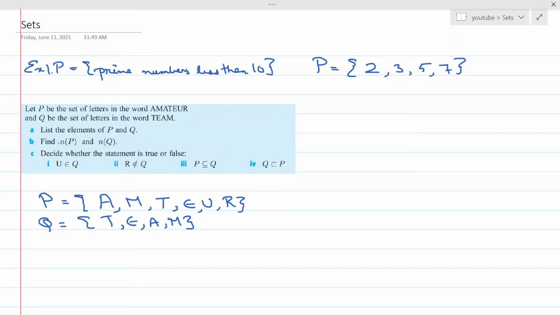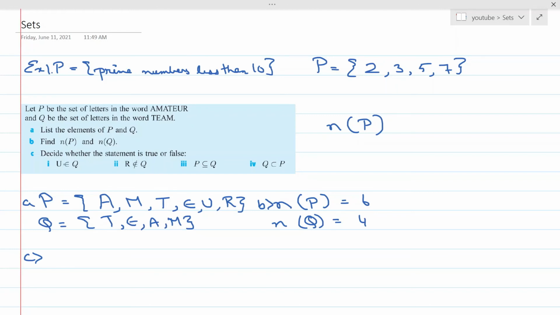Now, the next part of the question is find n(P) and n(Q). So what does this denote? So this denotes the number of elements in the set P and the number of elements in set Q. So in our set P, we have 1, 2, 3, 4, 5, 6. So we have 6 elements. So n(P) is going to be equal to 6. And the number of elements in set Q is 4, right? So n(Q) will be 4. So this is the A part, this is the B part. Let's move on to the C part of the question.